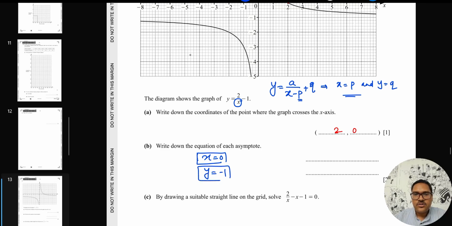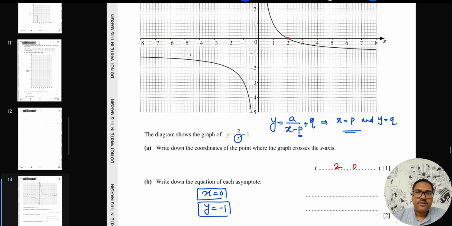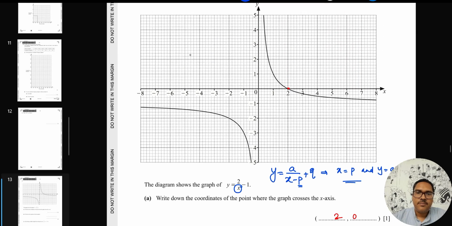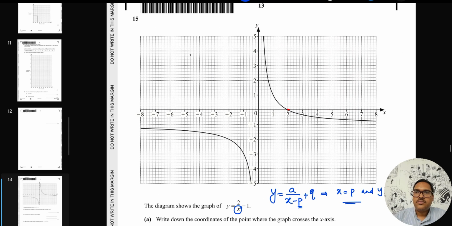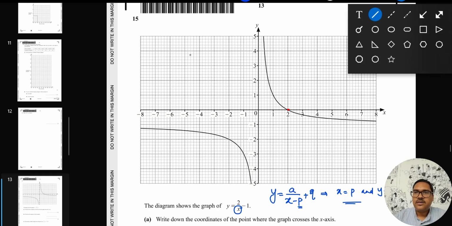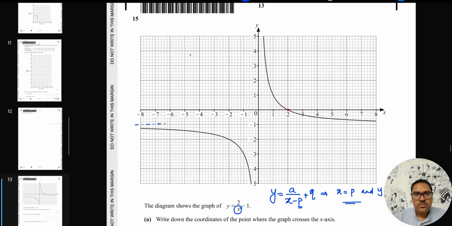Now on the graph, I can show you this also. You can see this graph is approaching this line. I'll just try to draw this. This is approaching y equal to minus 1. This is why this is an asymptote. You can see this is y equal to minus 1. And another asymptote is the y-axis. You can see the graph is going down and trying to approach the y-axis, which is x equal to 0.